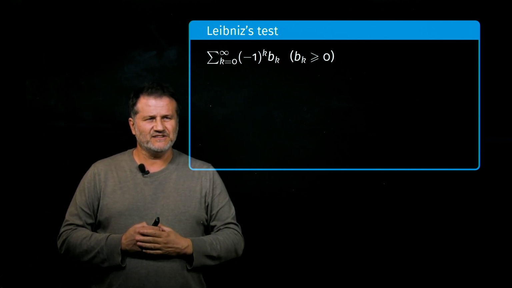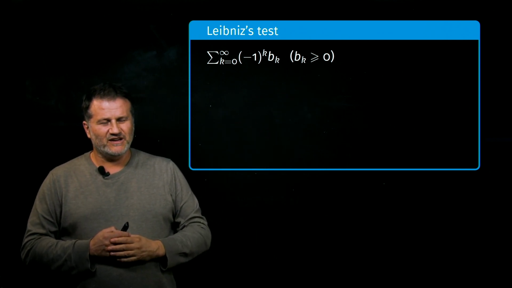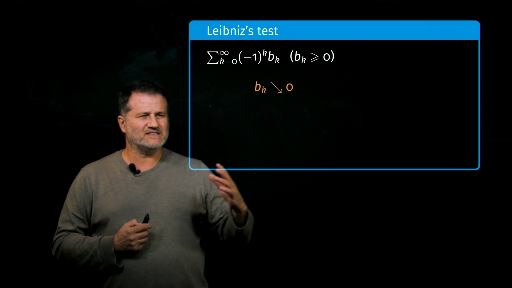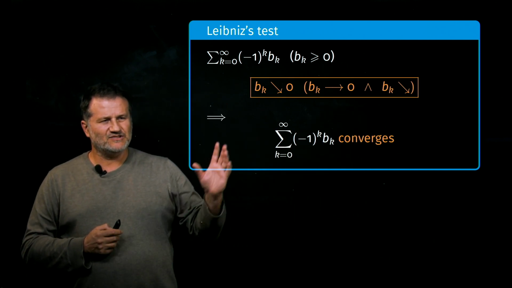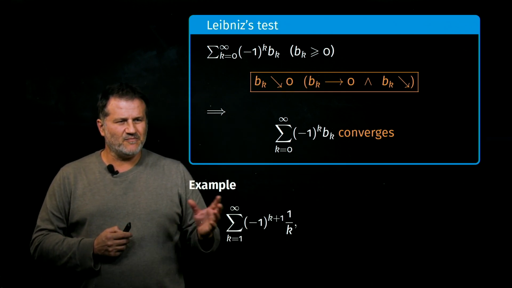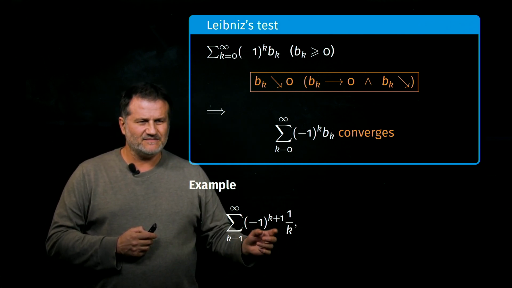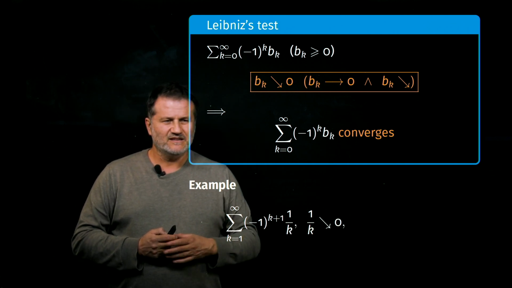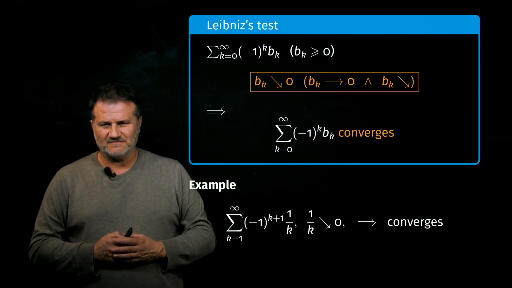We have an alternating series, (-1)^k bk, for bk positive. Now, if it happens that this bk goes to 0 in a decreasing way, so this means that it goes to 0 and it is decreasing as a sequence, then the series (-1)^k bk converges. For example, in the case of the logarithmic series, we have that bk is 1 over k, and clearly this 1 over k goes to 0 in a decreasing way. So the series is convergent by the Leibniz test.